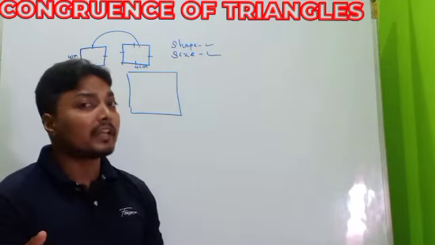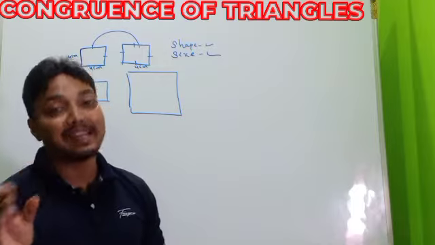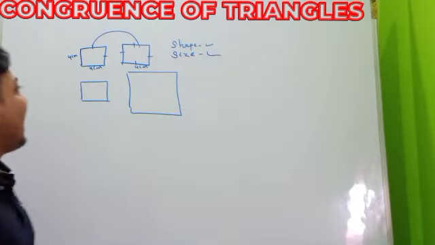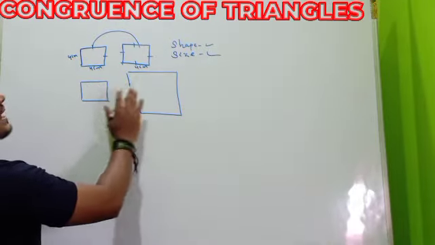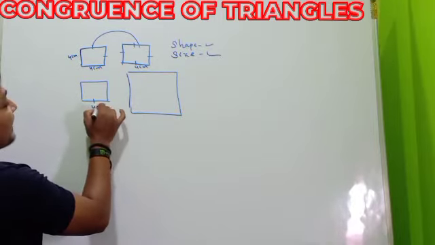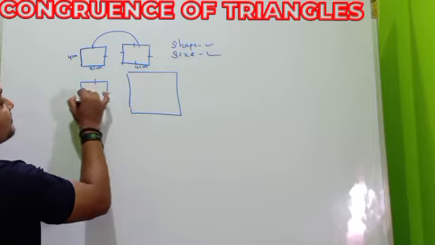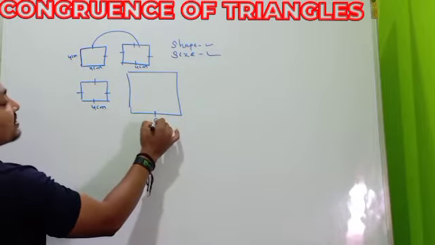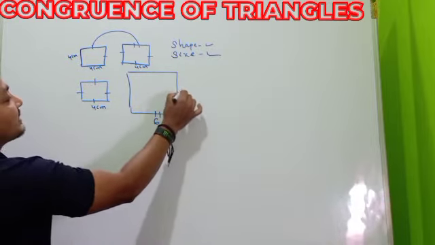Understood? The name of the relation is congruence. Understood? And here is another pair of squares. Here suppose each of the sides is 4 centimeter, and here each of the sides is, suppose, 6 centimeter.